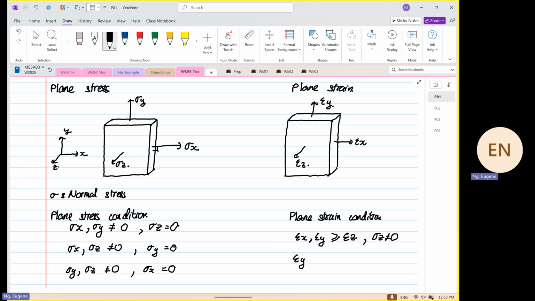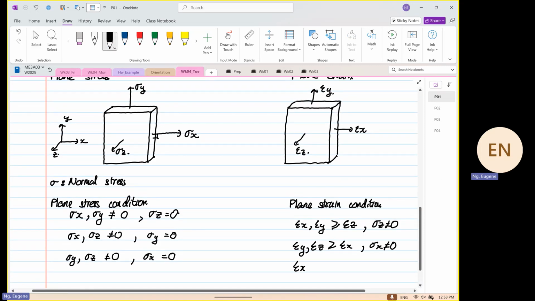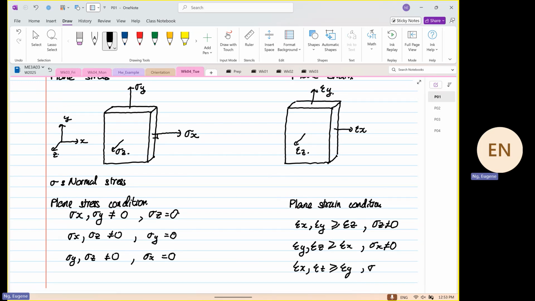Or it means strain in Y and strain in Z is so much greater than strain in X, where stress X is not equal to 0. And the last one, as you can see, it can be strain in X and strain in Z is so much greater than strain in Y, and stress in Y is not equal to 0. Okay, so when they specify what is plane stress, what is plane strain, you have to know. Okay.